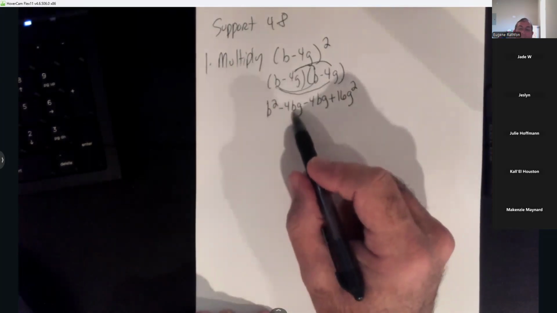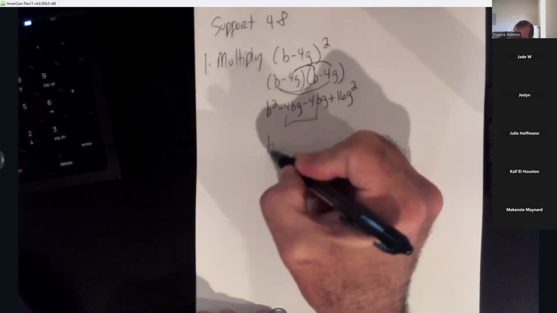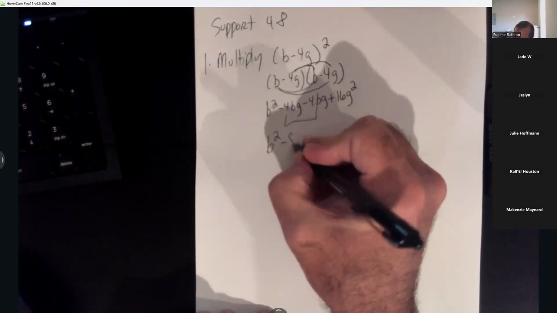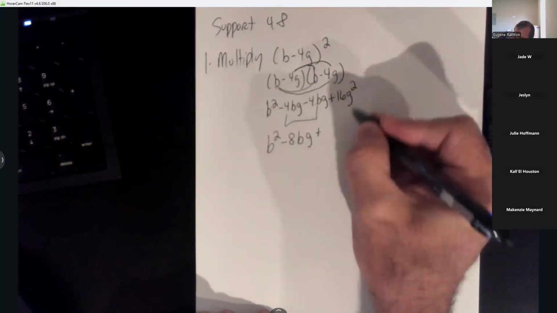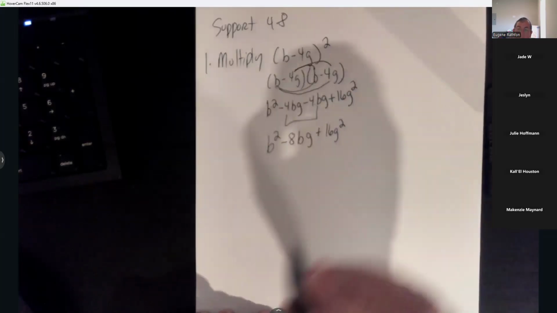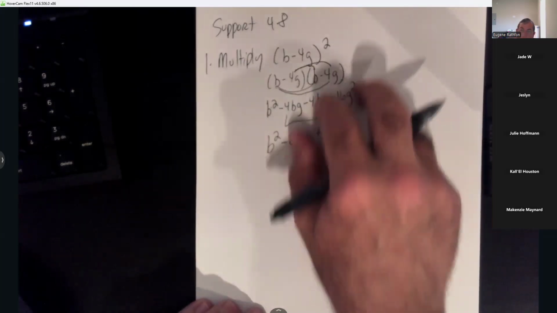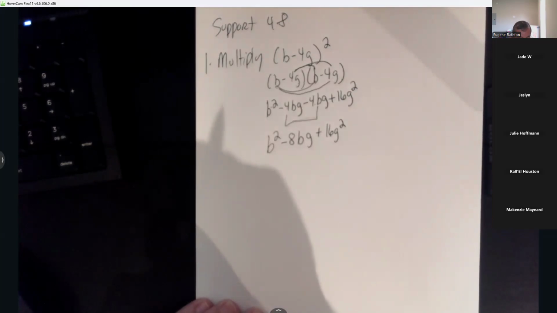So y'all, my last step would be to add the like terms in the middle. So bring down the b squared. -4 and -4 is a -8bg. And then at the end will be a positive 16g squared. Okay, so it was just getting you ready for doing the foiling I did today.